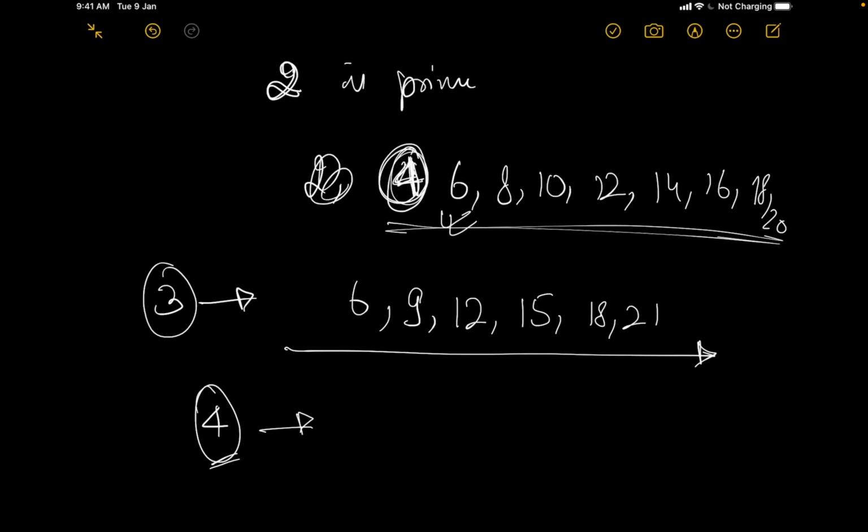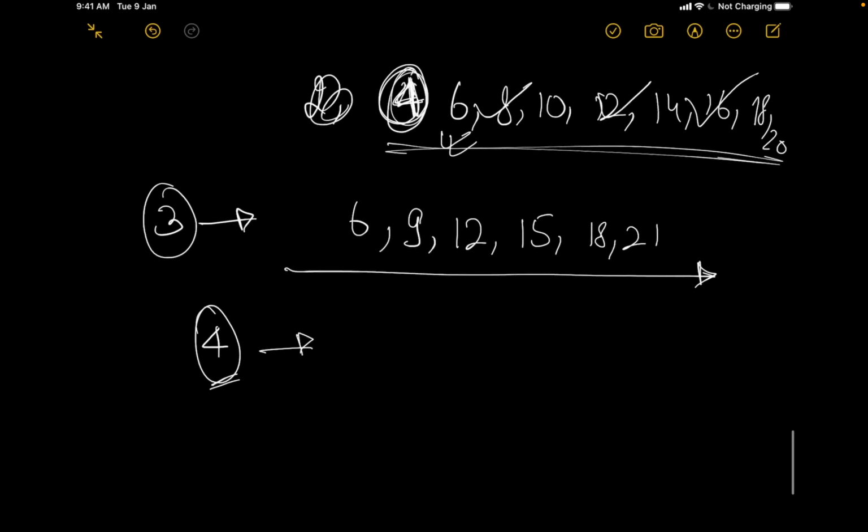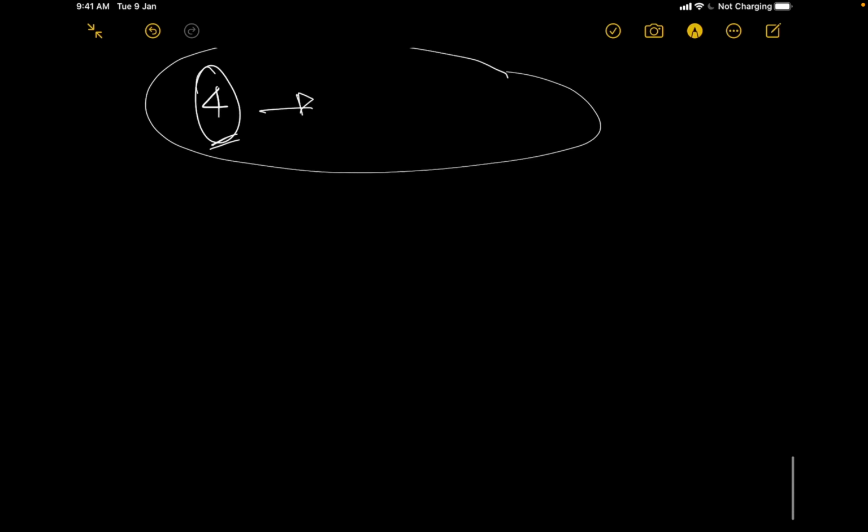So the multiples of 4 are 8, 12, 16. So you can say that 8, 12, 16 have already been marked as composite numbers. So there is no need of running this loop for 4 again. Then I'll go for 5.